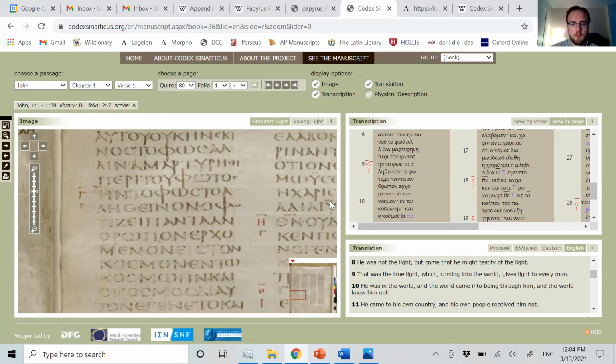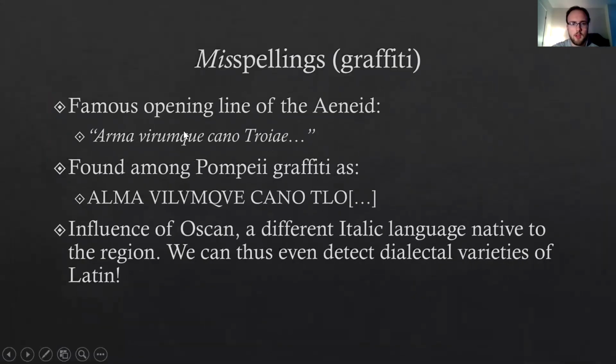And if I can move forward in my presentation, we also see some misspellings that can be very interesting. A lot of these with Latin come from Pompeii, with a lot of graffiti preserved there right before the eruption. We see the famous opening line of the Aeneid, "Arma virumque cano Troiae," and then so on. We see these R's represented among the Pompeii graffiti in a certain example, not as R's, but as L's, which is very interesting. So we see "Alma virumque cano Troiae." We understand that to continue.